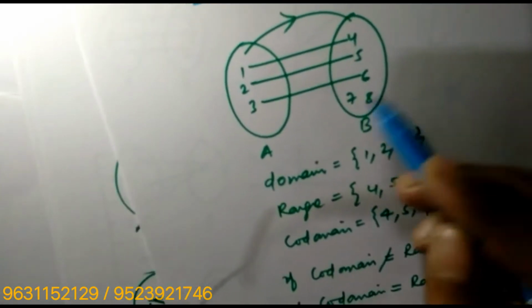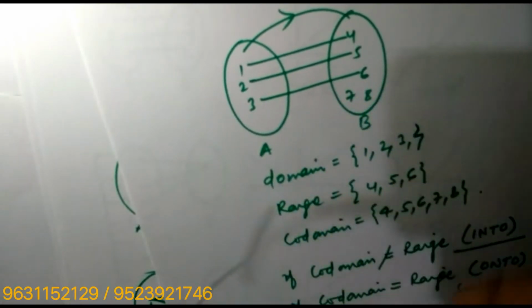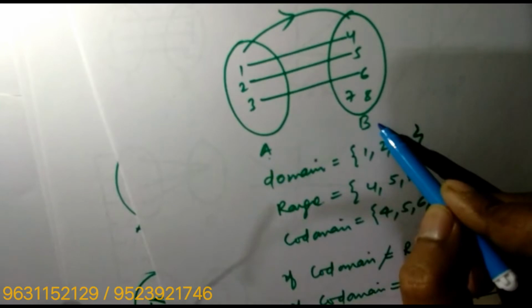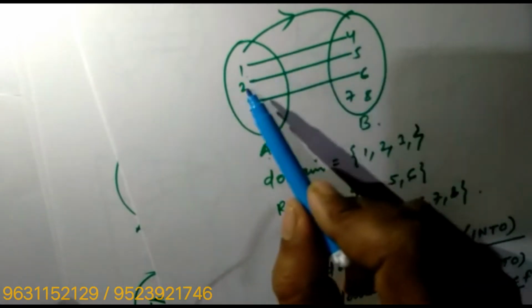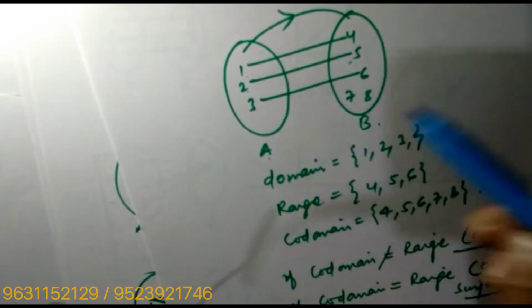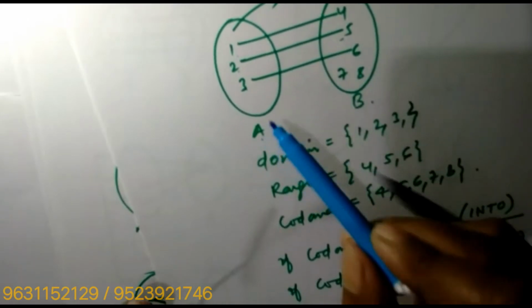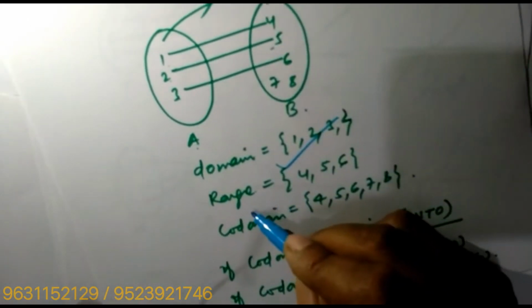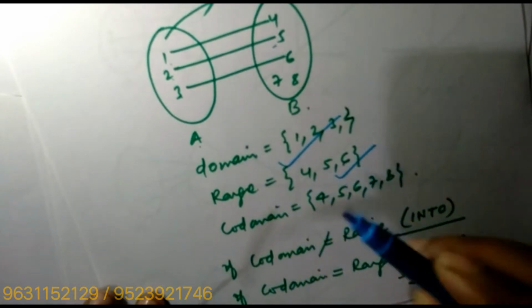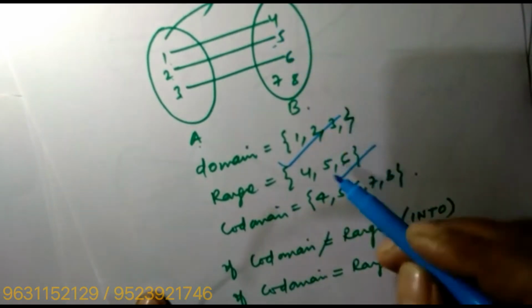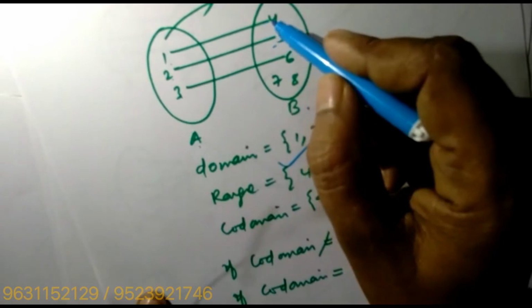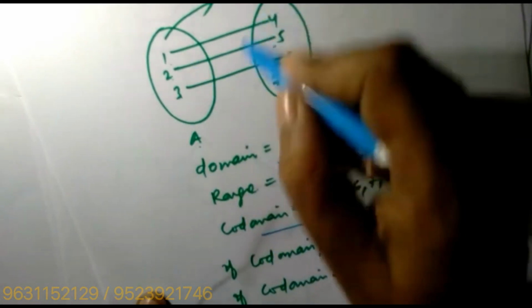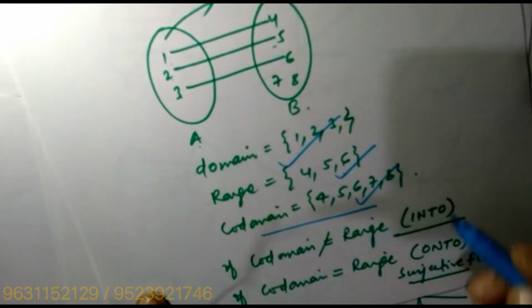Here this is the mapping, or representation, of a function in set form. Here A and B are two sets: 1 goes to 4, 2 goes to 5, 3 goes to 6. All the elements in set A are called the domain, and all the elements in set B are called the codomain. The elements mapped from 1, 2, 3 are called only the range, and all the elements in this box are called the codomain.